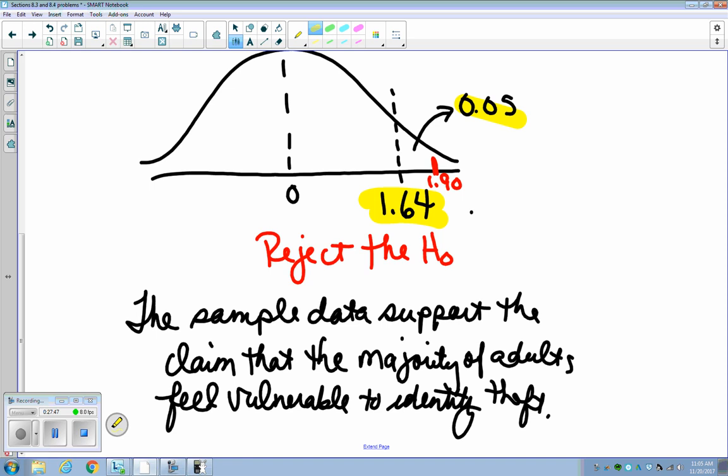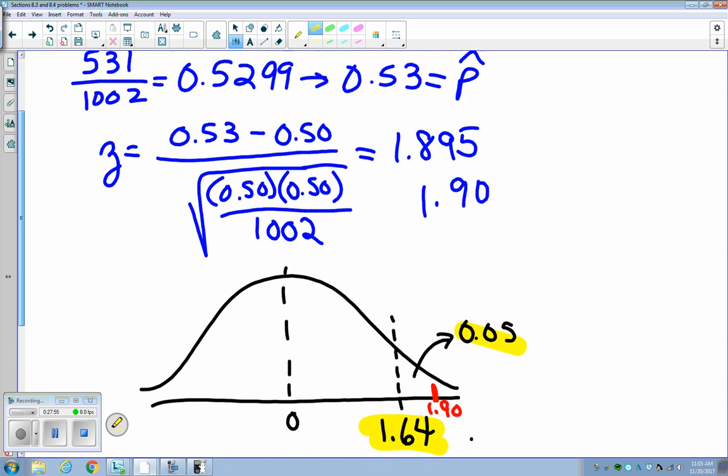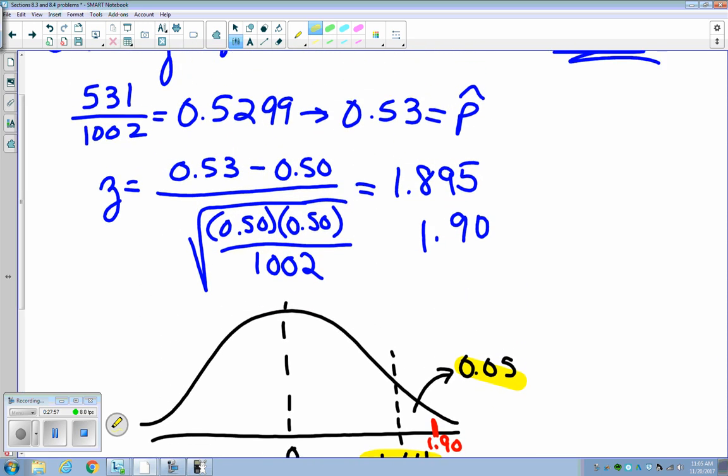The way we didn't do it, though, is p-values. And we can very quickly do it for p-values because I want you to know both ways. We still have to calculate and find the z, and this is my z, right? Okay.